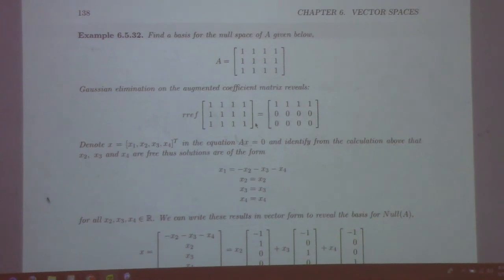Which is kind of neat, right? Because they seem like different things, right? And yet they're the same.